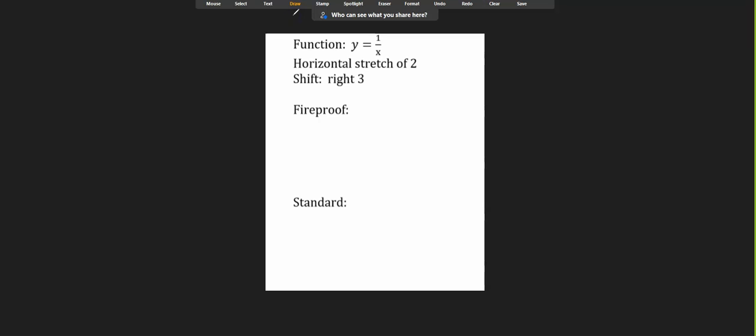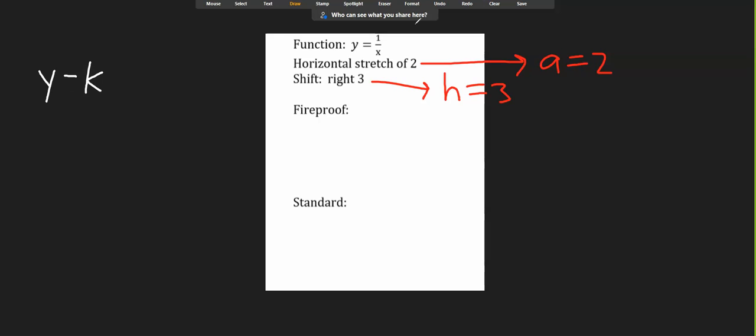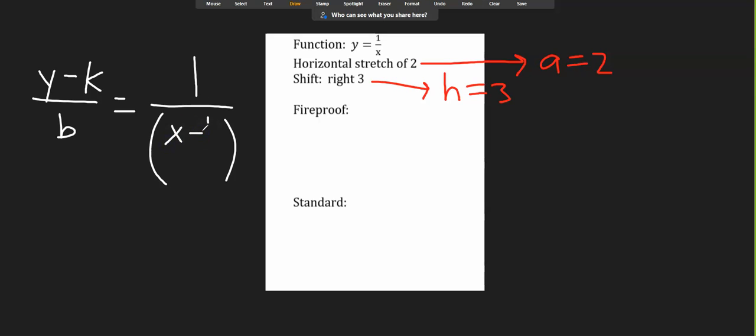All right, so on this one, we're starting with a parent function. They're asking me to do a horizontal stretch by 2. Well, they just told you what the a value was, 2. Shifting right 3, they just told me that the h value was 3. Now, remember how I just had that written out, that it's y minus k over b equals 1 over, and then in the denominator, x minus h over a.